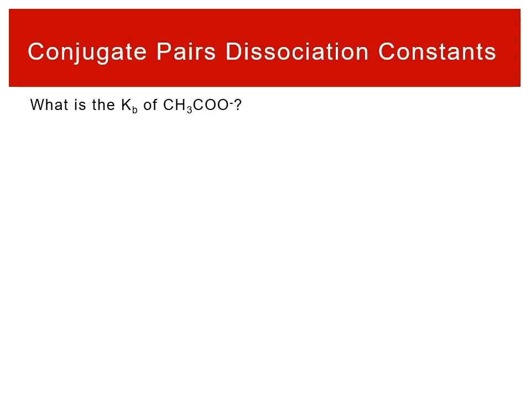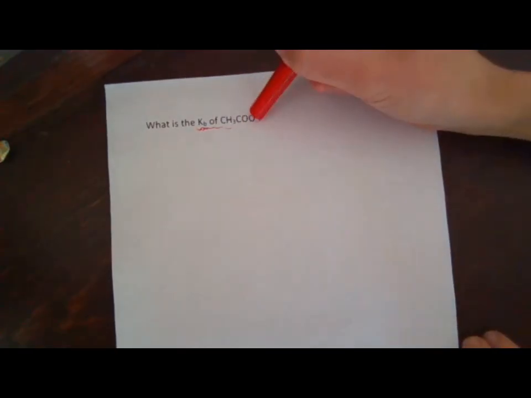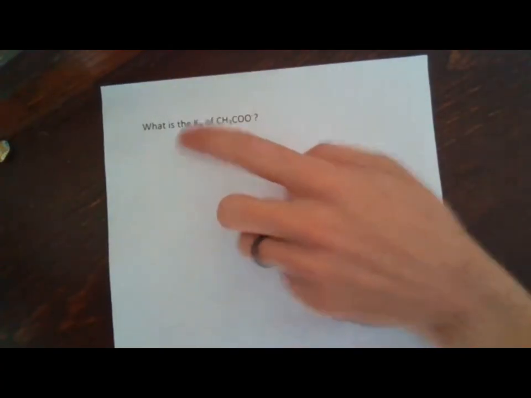Let's do it. What is the Kb of CH3COO-? That is acetate, and I want to know the Kb of it. We can see it's an anion. That tends to indicate that this is potentially a base. We're dealing with Kb explicitly. We want to know how this thing behaves as a base.